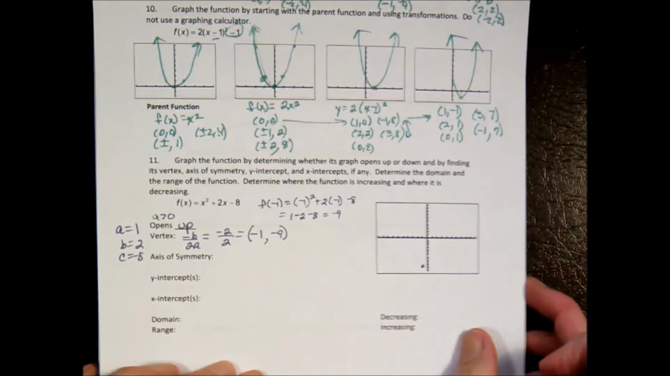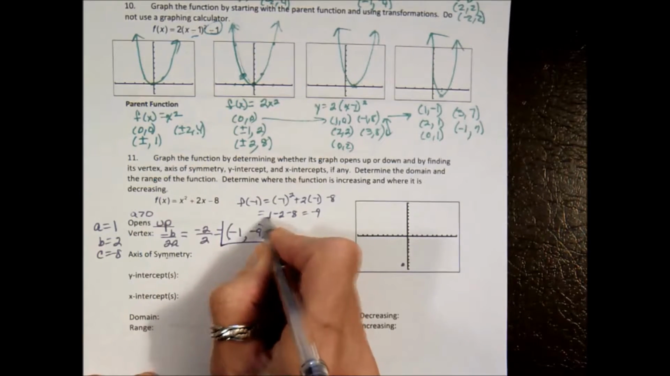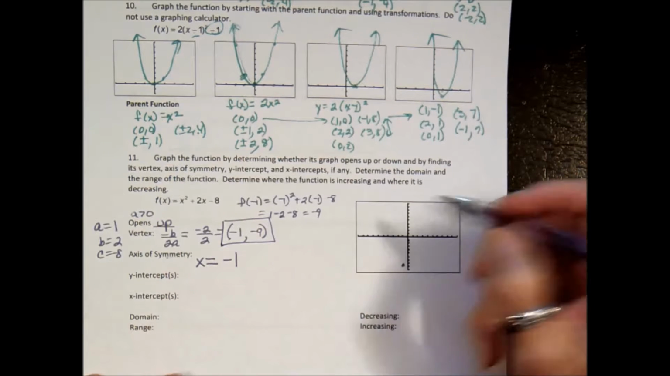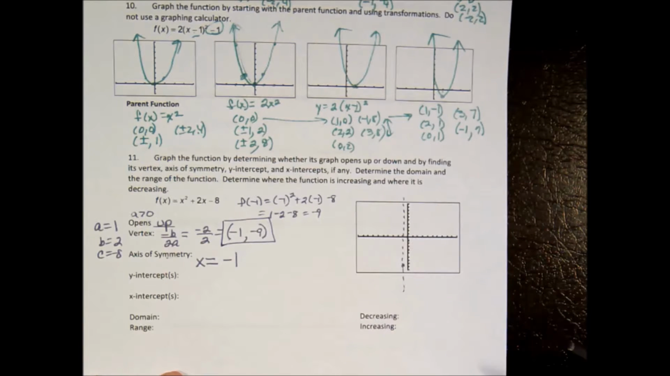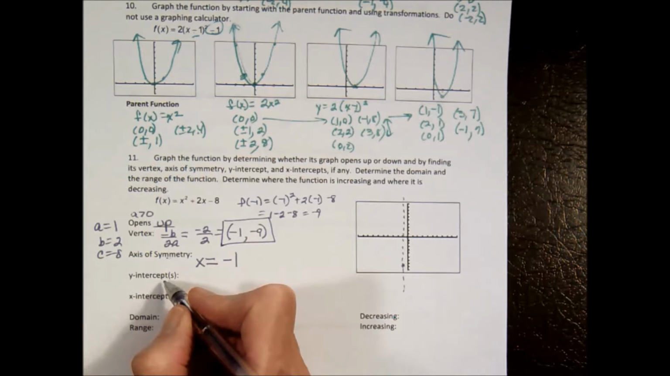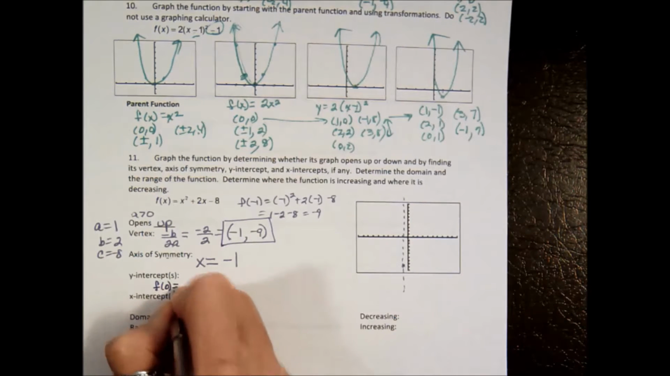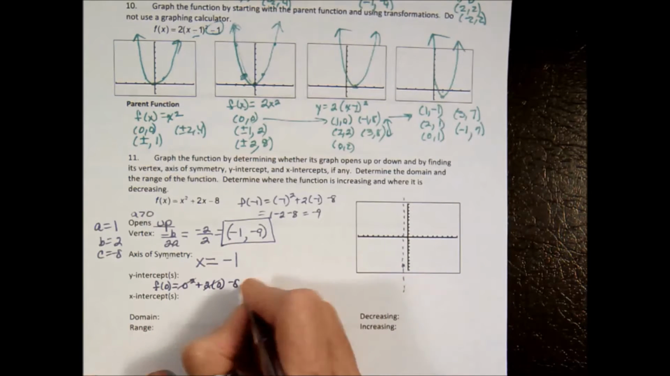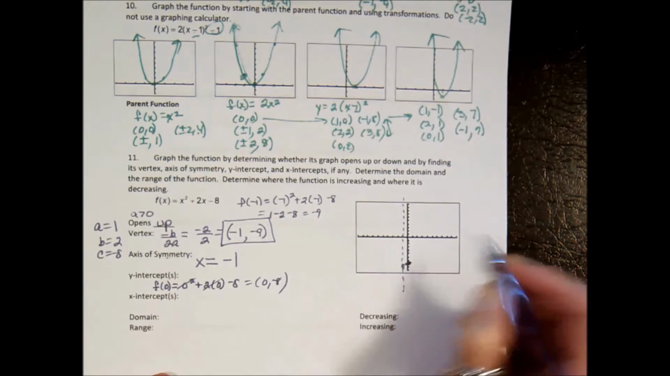The axis of symmetry, once you have your vertex, you have your axis of symmetry because it's just the line x equals the x value. So it's the line that goes through x is negative 1. The y-intercept is when x is 0, and that's easy. So we want f of 0, which is 0 squared plus 2 times 0 minus 8, or just the point (0, -8). So it's going to cross my y-axis right there.